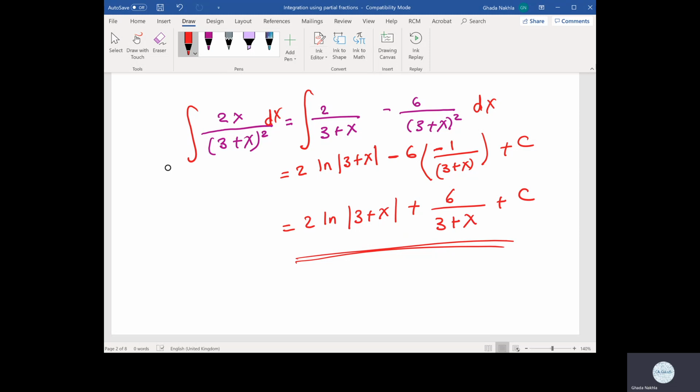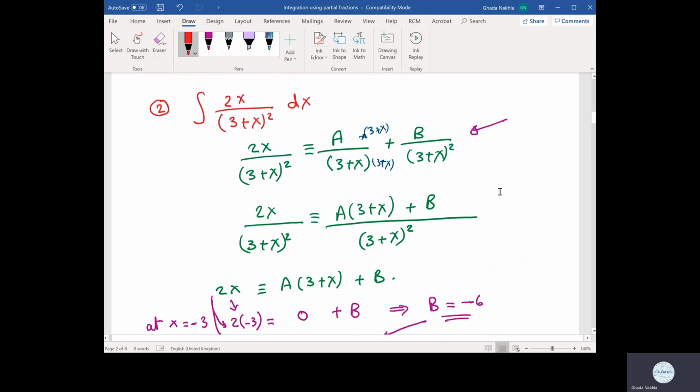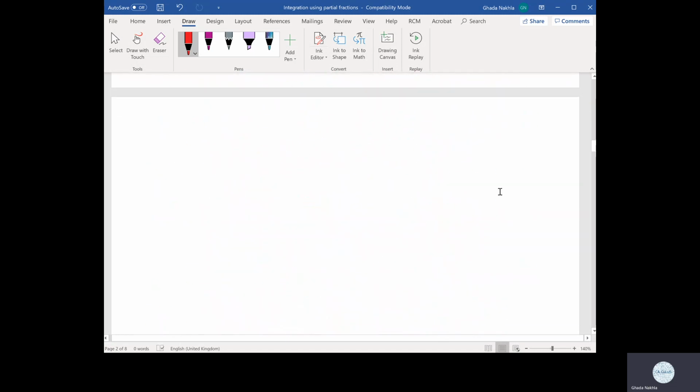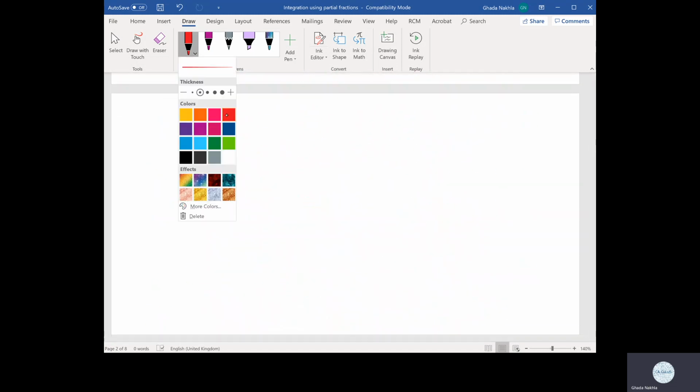Let's take a look at something slightly harder. And I think we're on question 3. Okay, so let's start a new page. It's quite a long question 3.